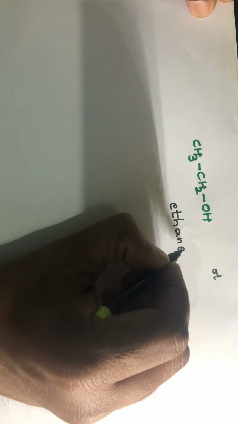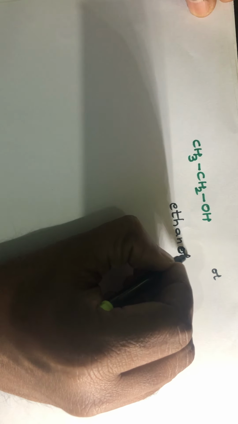If there are 2 OH groups, we use diol. If there are 3 OH groups, we use triol, and so on. Now, since there is an OH group, so ol, the terminal e is removed and we write it as ol. So the name of this molecule is ethanol. The name of this molecule is ethanol, right? Why eth? Because there are 2 carbon atoms. Why ol? Because there is an alcoholic group.